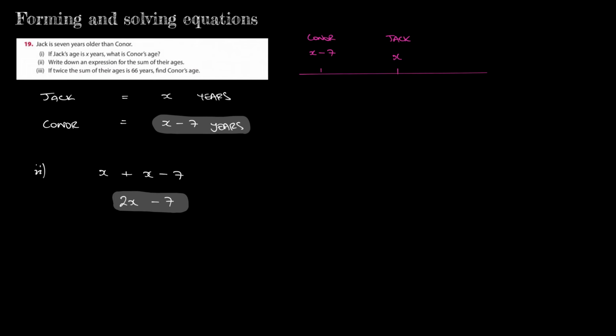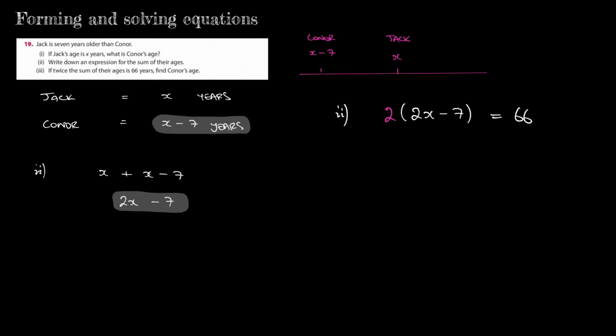The last part of that question says, if twice the sum of their ages is 66, so if 2 times this is equal to 66, find Conor's age. So let's do that here. We'll do it over here because we've loads of room. So 2 times, I'm going to put 2 in pink because it's 2 times the sum of their ages. The sum of their ages is 2x minus 7, we worked it out in the last part, and that is equal to 66.